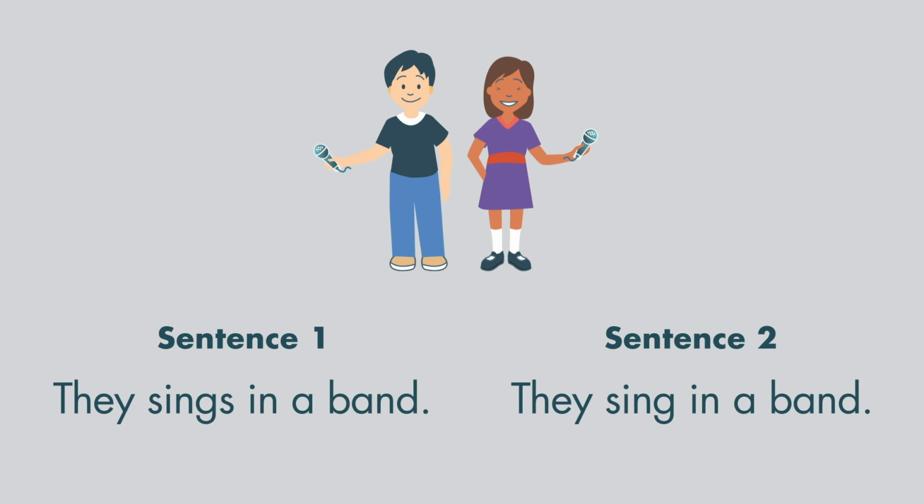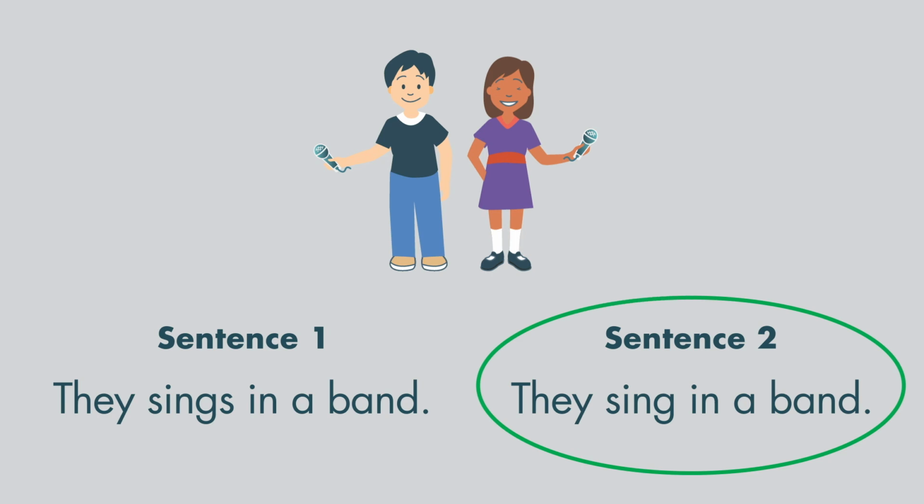Read these sentences. Which sentence has a verb that agrees with its subject? Sentence 2. The subject they is plural, so its verb does not need s or es. Sing is the plural verb.